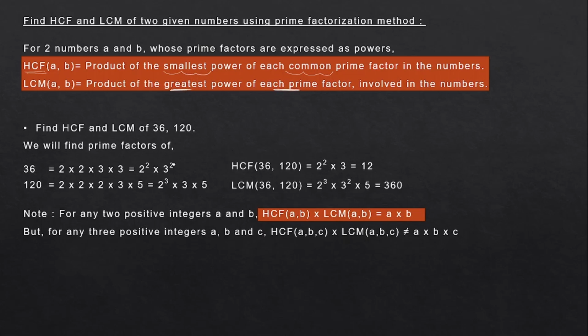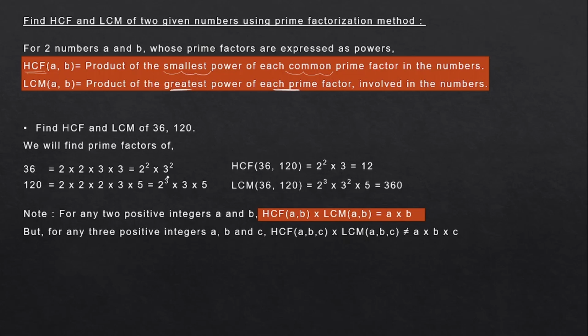Let us put this into work and see how we can find the HCF and LCM of numbers. HCF of 36 and 120. So first, given the numbers, we write down the prime factors and we write them as exponents, or in terms of powers. So rather than writing it as 2 times 2 times 3 times 3, we write it as 2 square times 3 square.